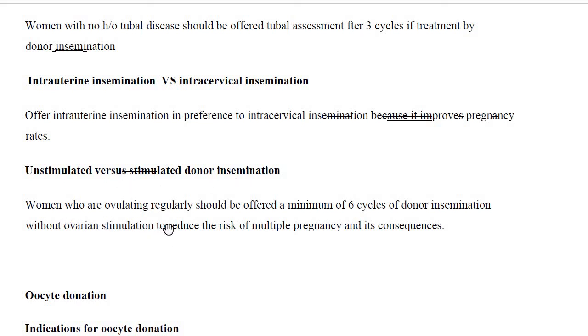Unstimulated versus stimulated donor insemination. Women who are ovulating regularly should be offered a minimum of 6 cycles of donor insemination without ovarian stimulation to reduce the risk of multiple pregnancy and its consequences.